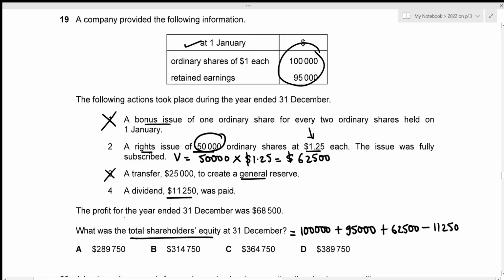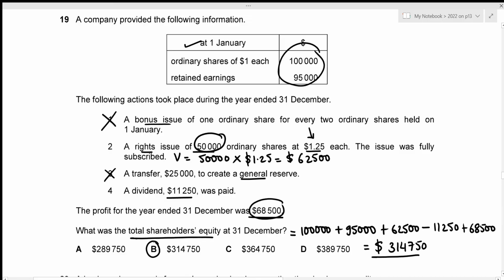Then we're given the profit for the year to be 68,500, which always needs to be added to the retained earnings, which means that this amount of 68,500 will also increase the total shareholders' equity. So that's plus 68,500. The total shareholders' equity is going to be 100,000 plus 95,000 plus 62,500 minus 11,250 plus 68,500, which results in the amount of 314,750. This is the answer we're looking for, which is given in option B.